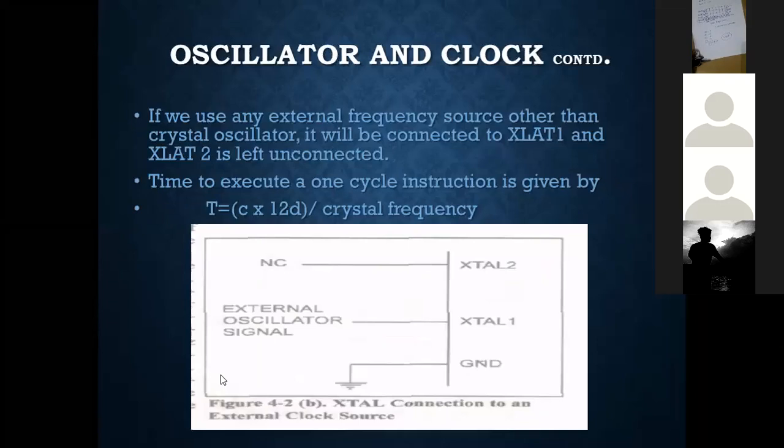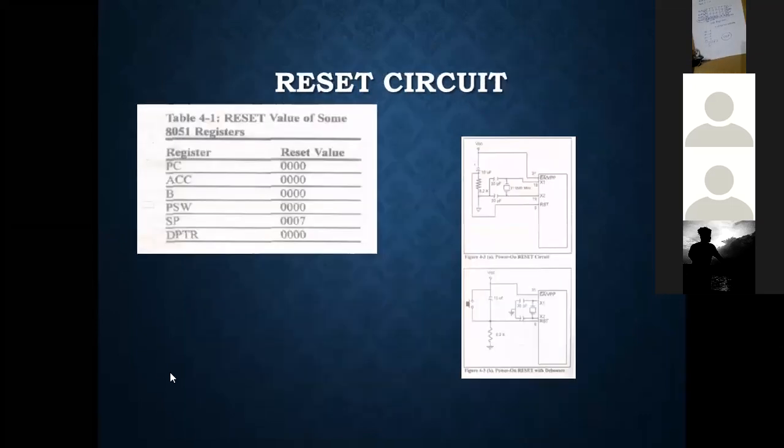Clear? Now we can also omit the crystal 2 pin if we generate the clock frequency externally and give it to crystal 1. Then this external 2 pin is of no use, so it is written as NC, that means not connected. So probably this section is done, and we'll start from the reset circuit in the next class. Okay, thank you.